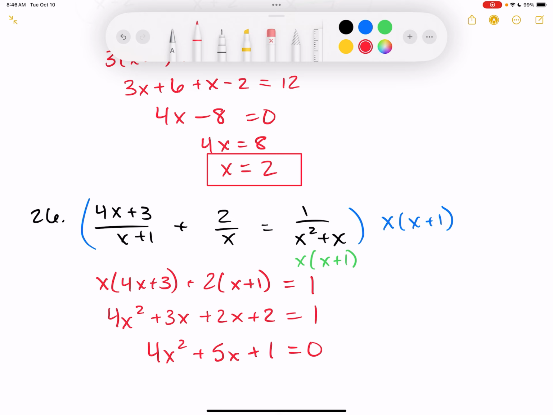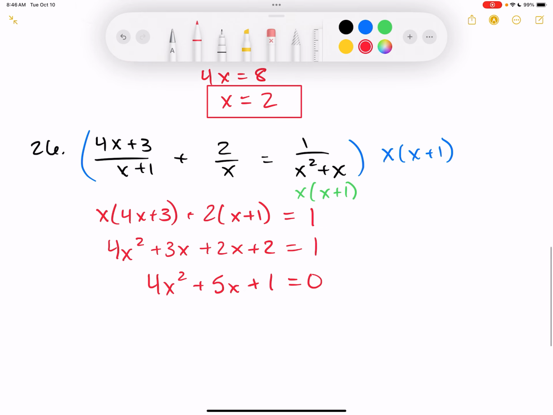So now I need to factor. So what does this factor into? Or what does the middle need to be split, I guess, into? 4x plus 1 and x plus 1.